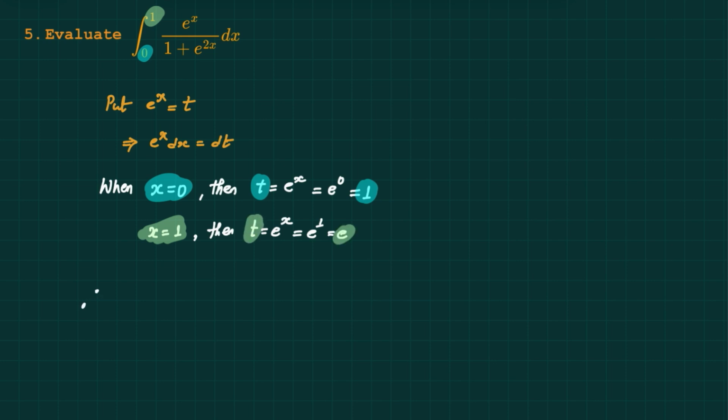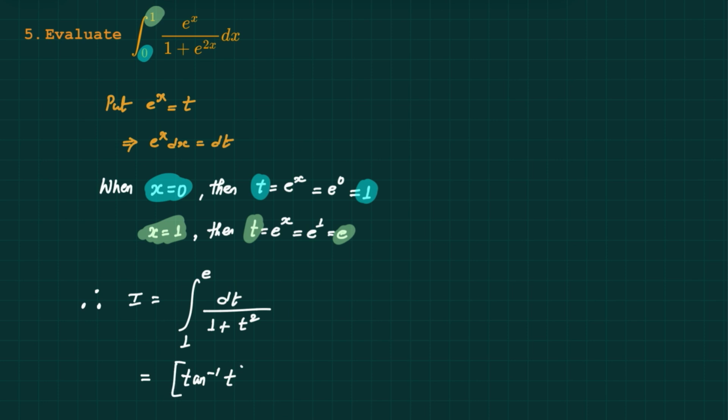Therefore my new integral will be integration of 1 to e, and e to the power x dx is dt by the substitution, whole divided by 1 plus e to the power 2x, which is t square. So while doing the method of substitution, you should also change the limit. So it equals, now this is in the form of 1 over x square plus a square. So the integral of this is tan inverse of t by a, so t by 1.